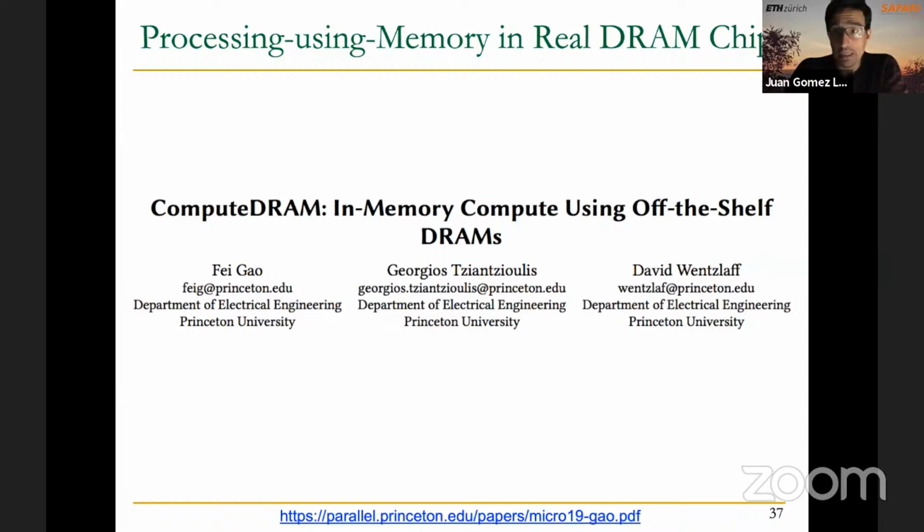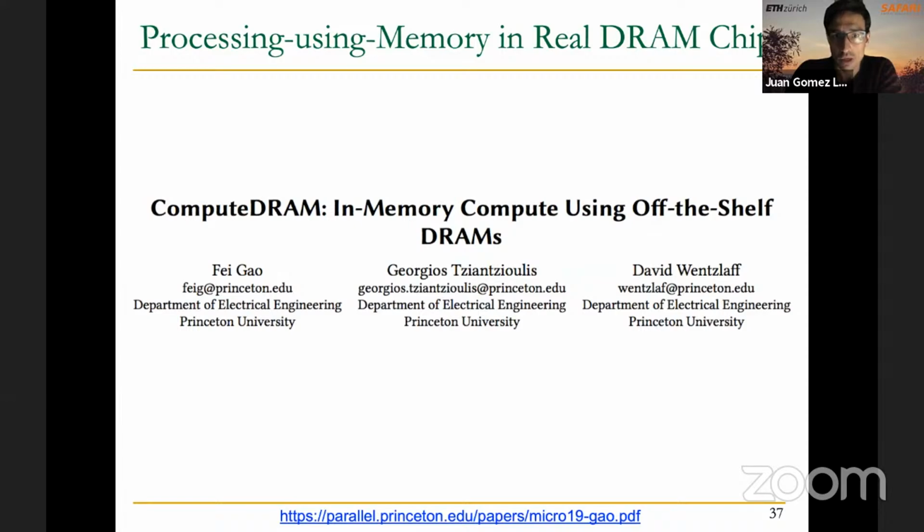And essentially, these processing using memory proposals consist of taking advantage of the analog operation of the memory cells, and by using this analog operation, performing some sort of computation, right? You may remember proposals like RowClone to copy one row in a subarray to another row in the same DRAM subarray, or Ambit that consists of activating 3 rows at the same time inside the same subarray to perform a majority operation that can be used for other logic operations or arithmetic operations and so on.